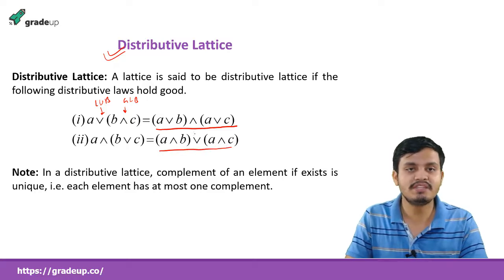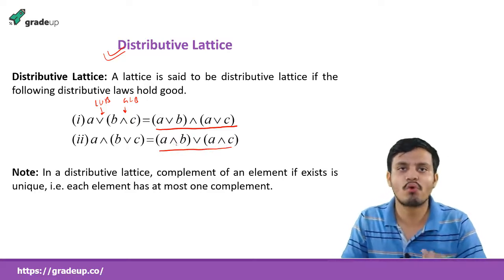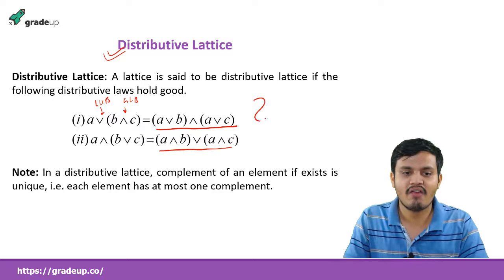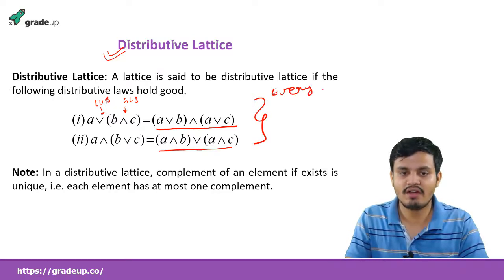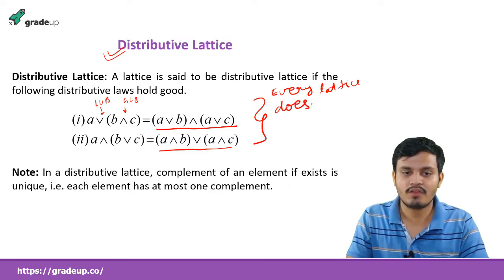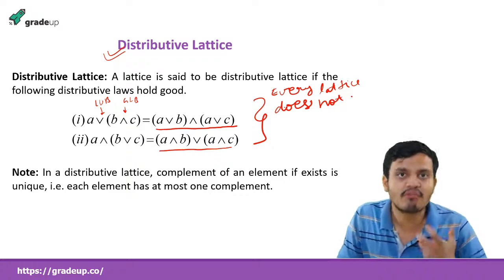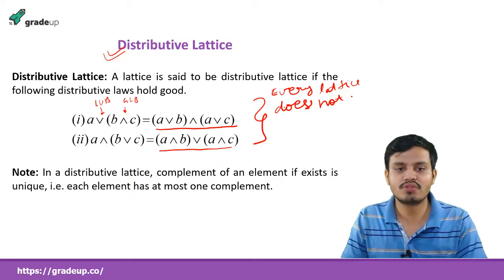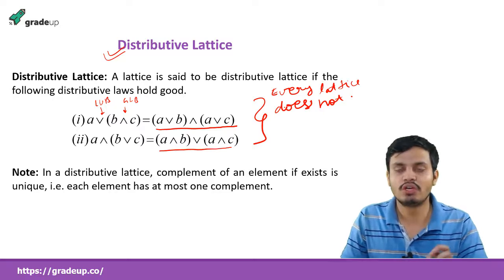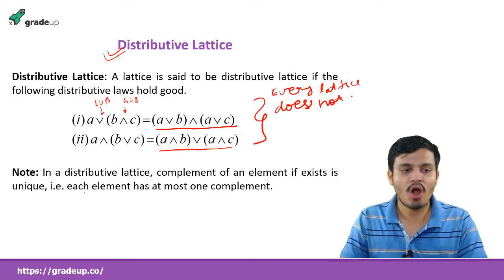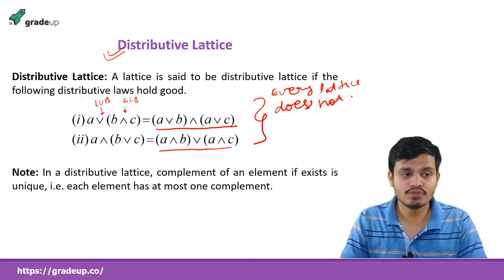But the problem is that not every lattice follows this rule. We are interested in finding which of them are following it, and also which are not following it. So how can we say that? This is an interesting thing.